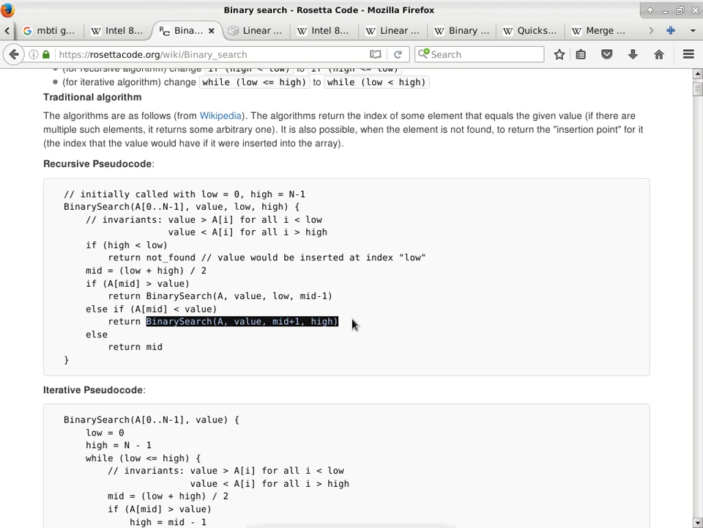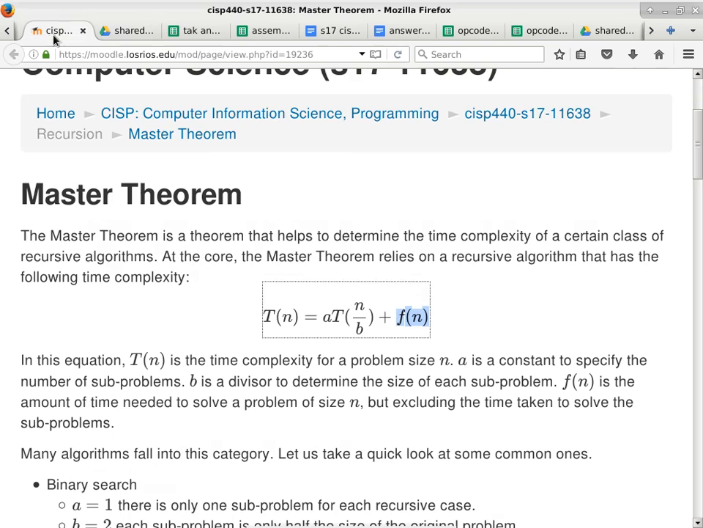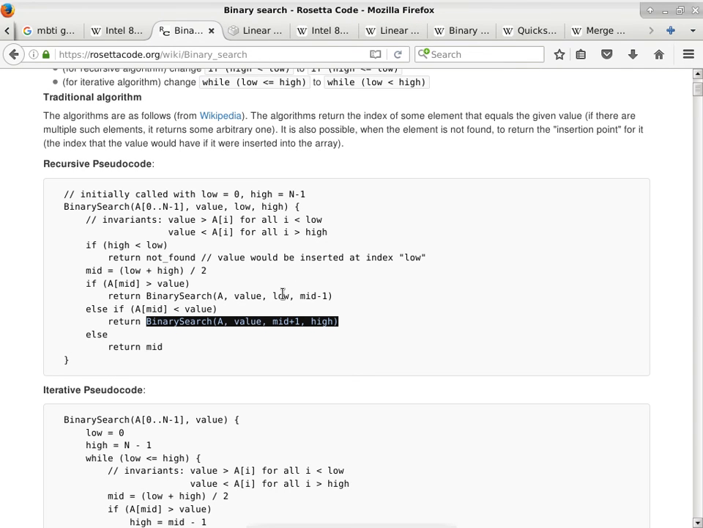Not counting the recursive call, how much time it takes to do the rest is what f of n is talking about. So when you look at the structure here, this f of n is referring to the overhead of each time you call the subroutine. So let's take a look at binary search and take a look at the overhead. What do you think is the overhead?